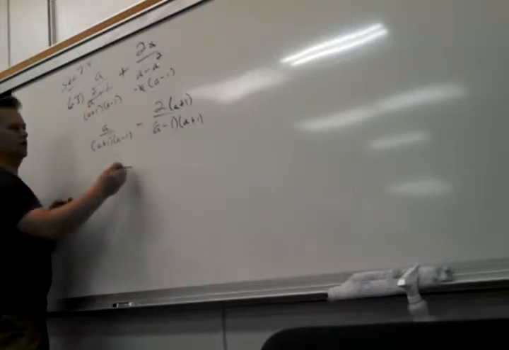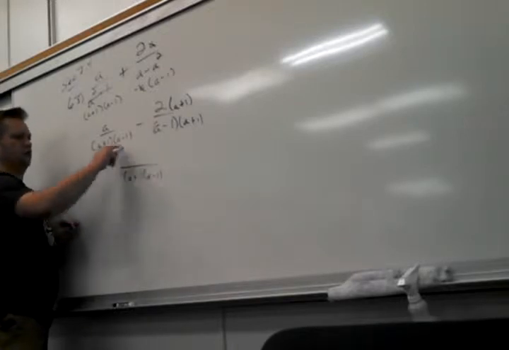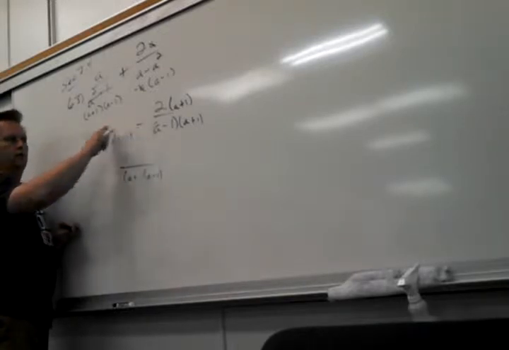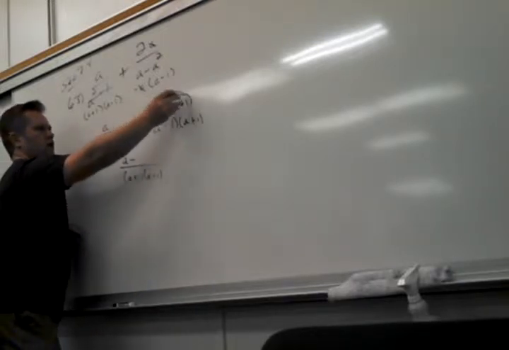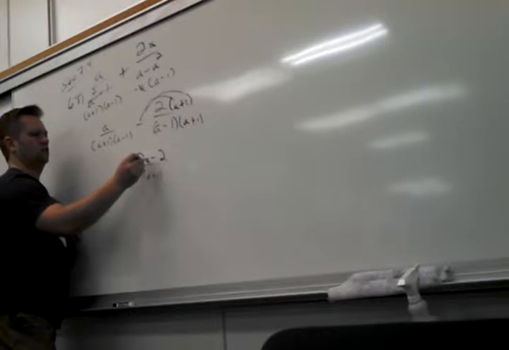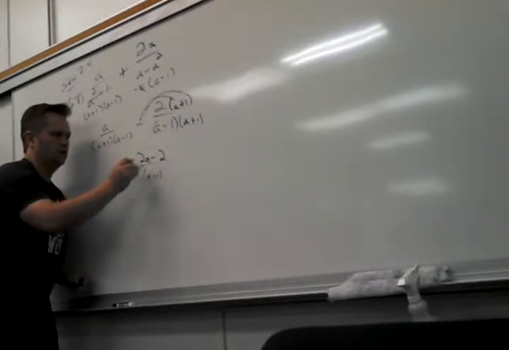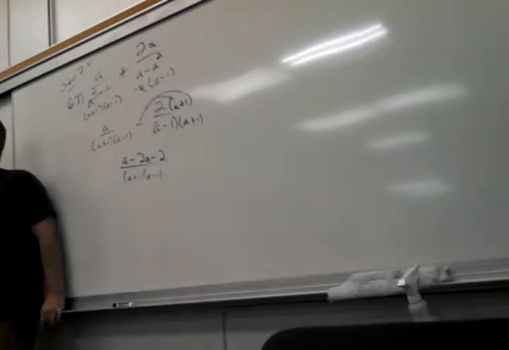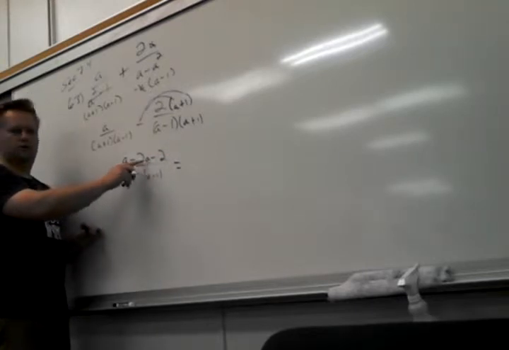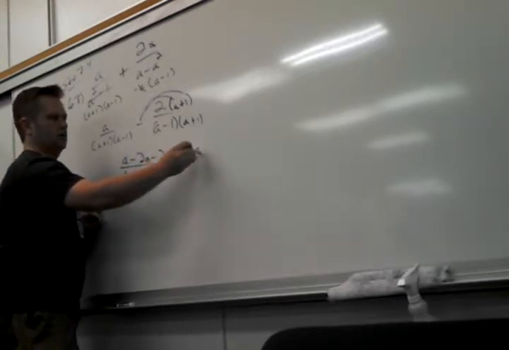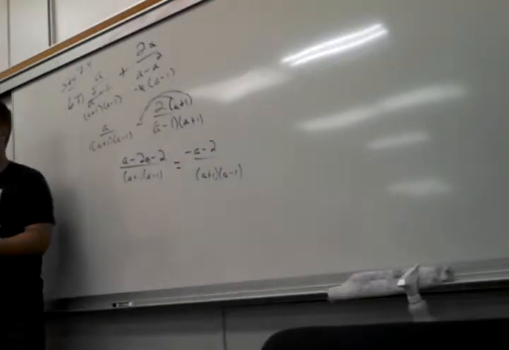So what do I get here now on the bottom? A plus 1, A minus 1. Good, because I got them the same, so they stay that way when I put this together. And what do I get on the top here? A minus 2A minus 2. It's almost an A. Exactly. Now you just get your like terms together. A minus 2A. Minus A. Minus 2. Sweet.